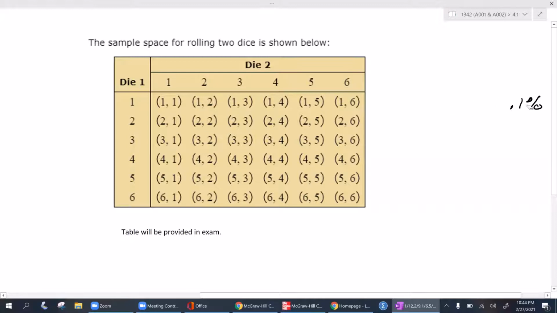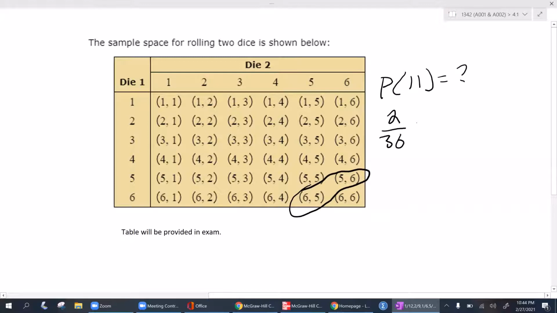What is the probability that your sum lands on 11? Well, 11 can only happen 2 times. In other words, it's going to be 2 over 36, which is 0.056 or 5.6%.